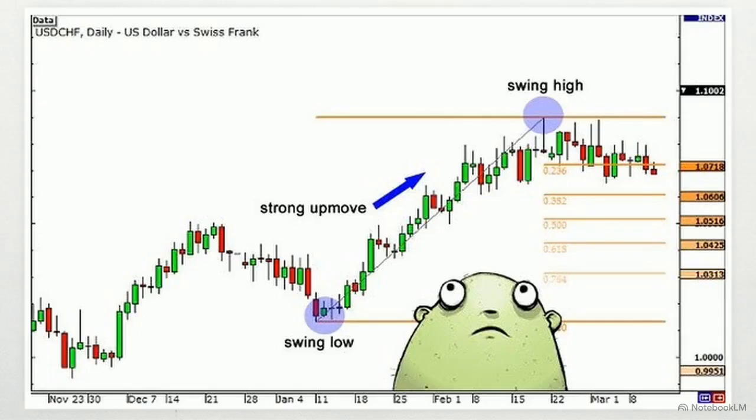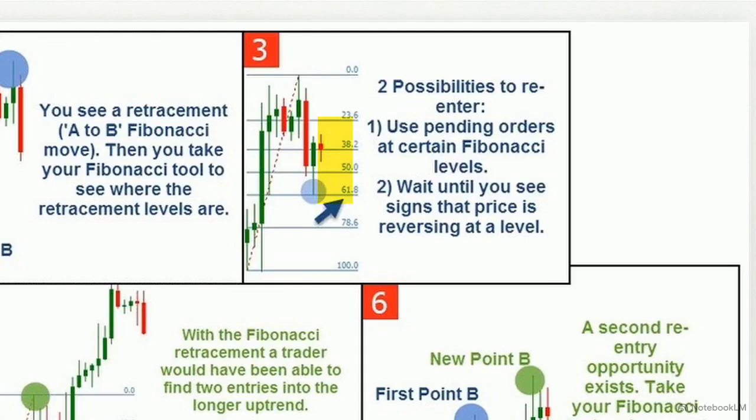To map an uptrend, identify the two anchor points: the absolute bottom, or the swing low, and the absolute peak, the swing high. Select the tool, click exactly on that swing low, and drag it upward to the swing high. The tool automatically projects horizontal percentage lines, 23.6, 38.2, 50, and 61.8, across the price action.